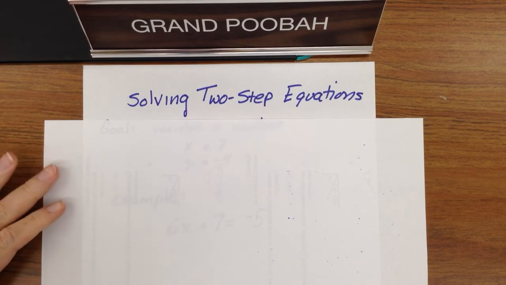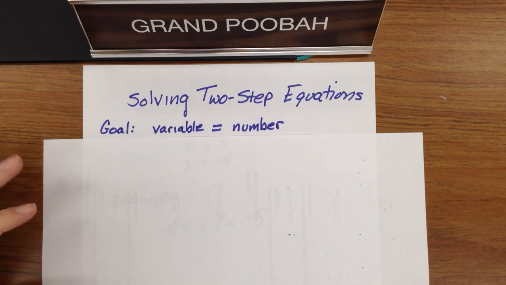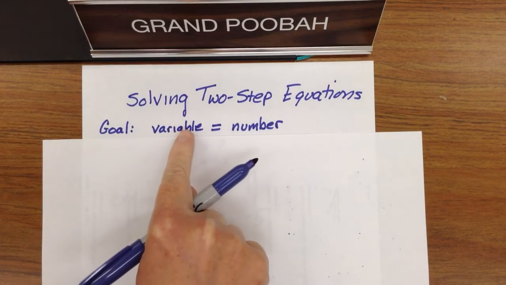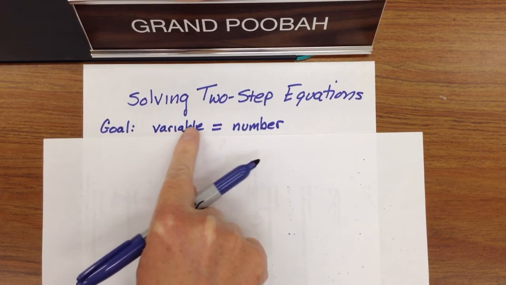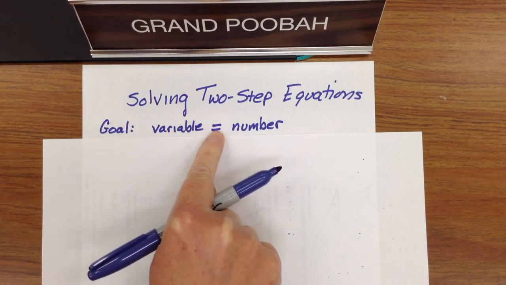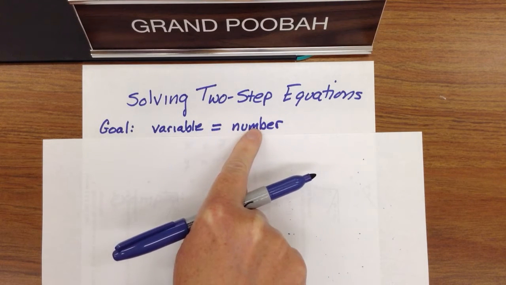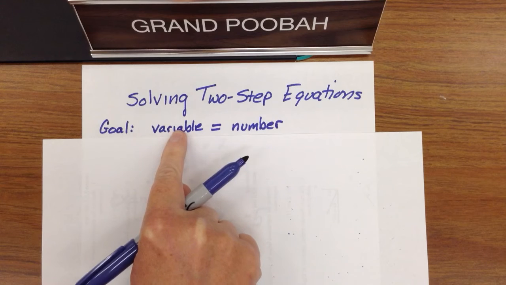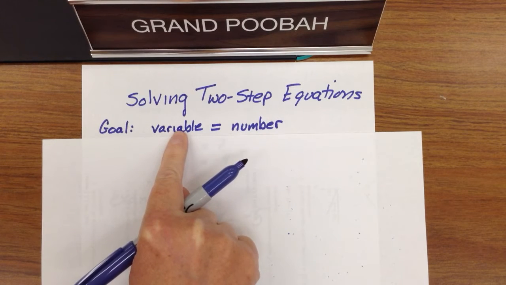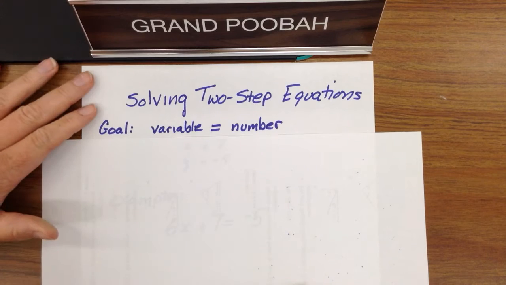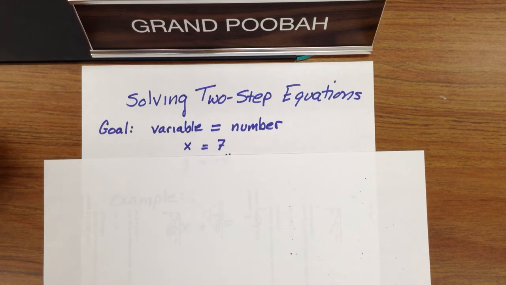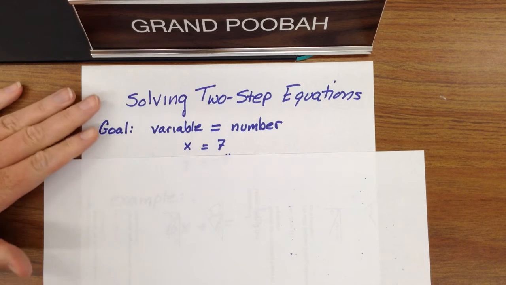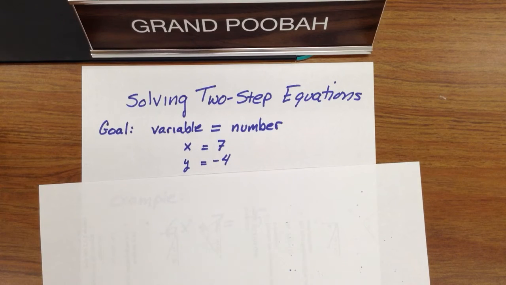So what's the idea? What's the goal? Our goal is when we're done, we have a variable, an equals, and a number. So we should have one letter all by itself alone equals a number. For example, your answer might look like this: x equals 7. That would be done. Finished. Walk away. Might look like this: y equals -4. Yeah, could be done.